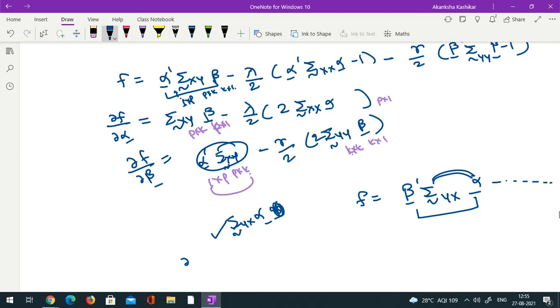Yes, sir. And then differentiating with respect to constraints is not a big deal. You will get the constraints back. So you will just get alpha prime sigma xx alpha minus 1, and the derivative with respect to gamma as beta prime sigma yy beta minus 1.